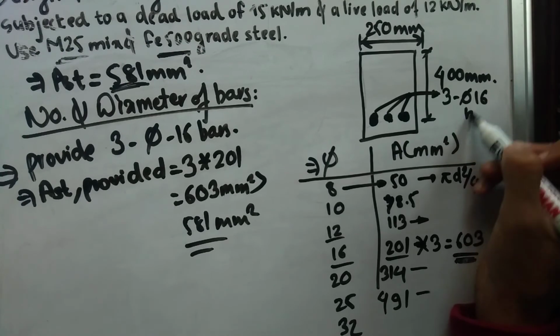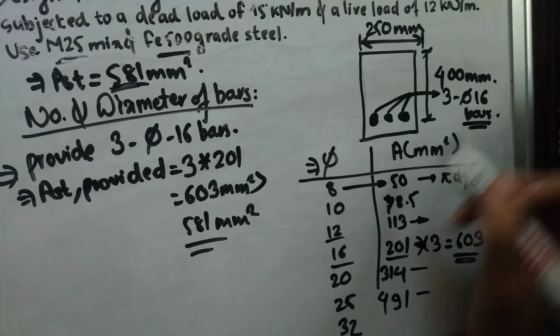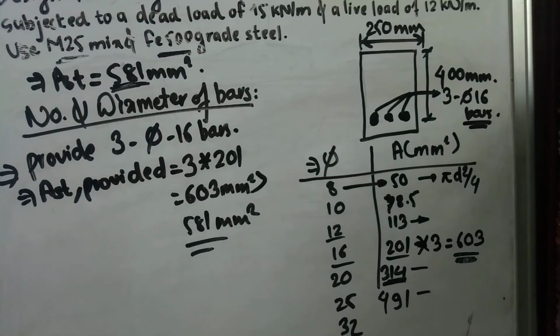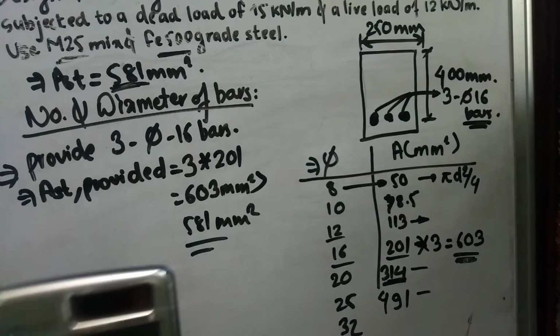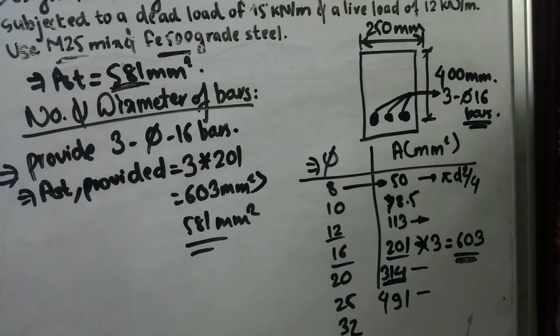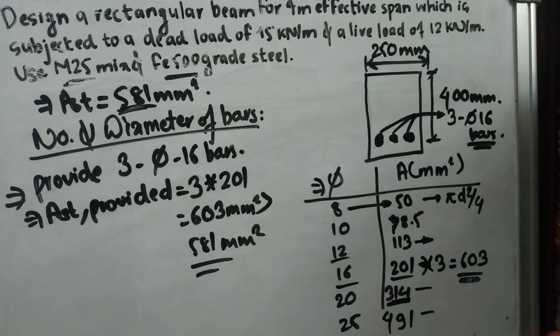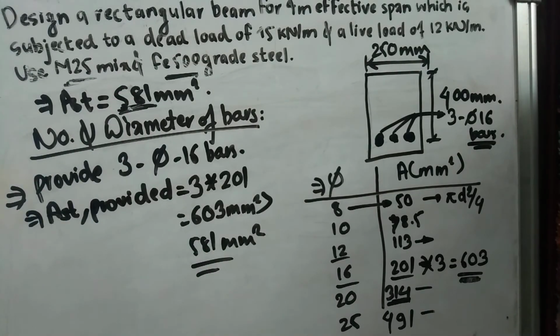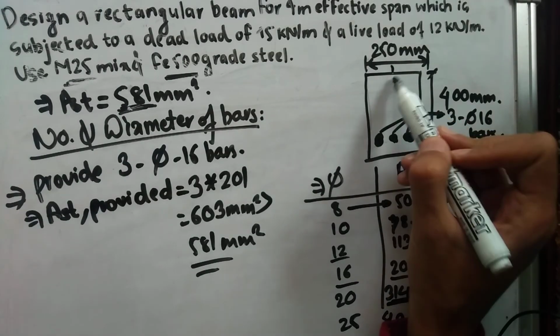We cannot use 3 bars of diameter 20, because 314 into 2 is already 628, which is quite higher than 581. Our design must be as near as possible to 581. You might use a few 12 mm bars and 16 mm bars. You can manage it by hit and trial, but your bars must be symmetrical as much as possible.